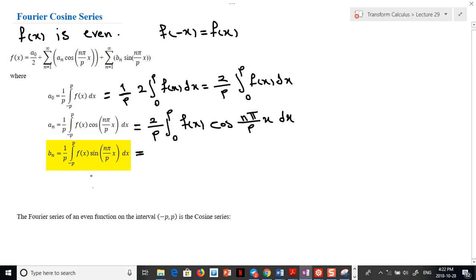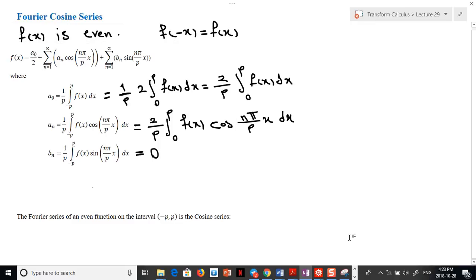Now I want to find bn. In bn, we have 1 over p, the integral from minus p to p of f(x) sine(n pi over p x) dx. We know that f(x) is an even function, sine(n pi over p x) is an odd function, the product of an even and an odd function is odd, and the integral of an odd function on a symmetrical range is equal to 0. As a result, bn is equal to 0. So we could find a0, an, and bn.